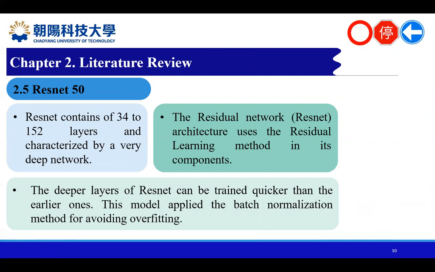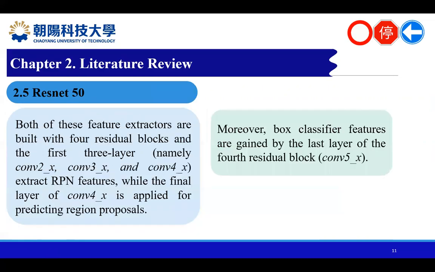For ResNet 50, it contains 34 to 152 layers and is characterized by a very deep network. The residual network architecture uses the residual learning method in its components. The deeper layers of ResNet can be trained quicker than the earlier ones, and this model applies the batch normalization method for avoiding overfitting. Both of the feature extractors are built with 4 residual blocks and the first 3 layers. And the box classifier features are gained by the last layer of the 4th residual block.